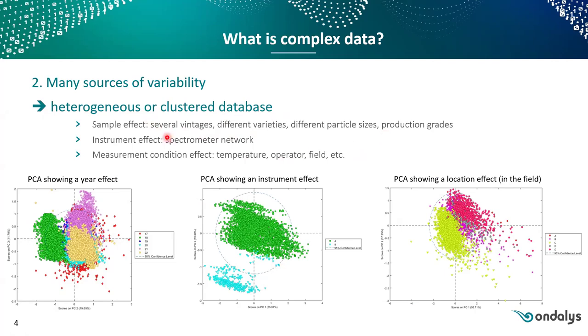clusters in our database. We could also have a variability related to the instruments. If we want to predict the same parameters, but with spectra acquired with a network of different spectrometers, they could cause, again, some variability in our database. And finally, we could have variations related to measurement conditions. For instance, here in the last picture, we have a PCA showing a location effect of samples measured in the field. So different conditions, variations of temperature. It could also be, like in a factory, different operators measuring the spectra, and so on.